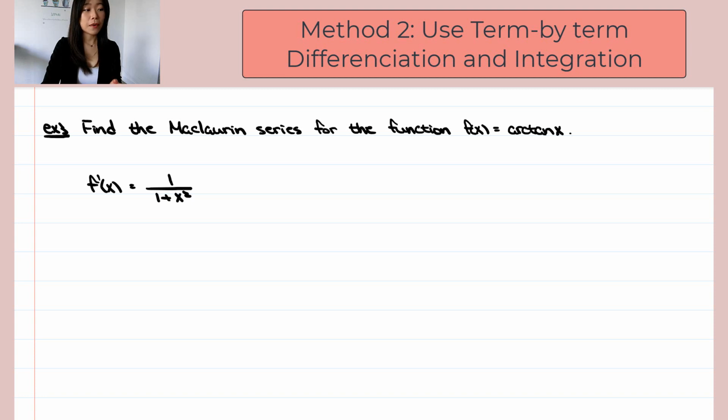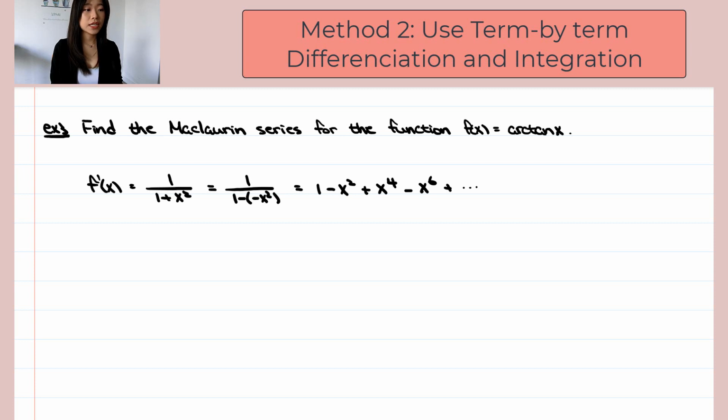And we've already found the power series for a function of this form, which is the geometric series. So let's rewrite this as 1 over 1 minus negative x squared. Then I can replace x by negative x squared in the geometric series. So this equals 1 minus x squared plus x to the power of 4 minus x to the power of 6, and so on.